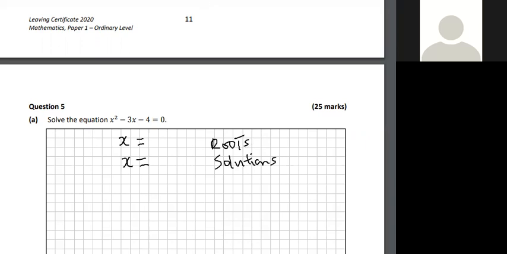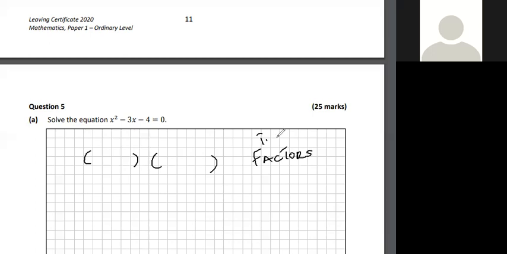So now what we should do first is factorize the quadratic equation. You need to get the two what? The two factors. Some students call it the two brackets, but the real name is factors. So you have to factorize it first.